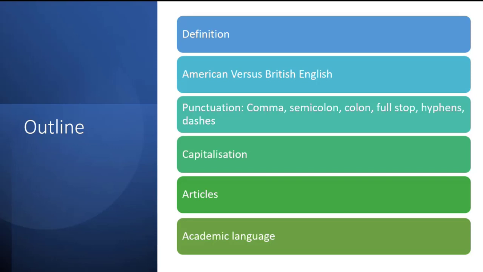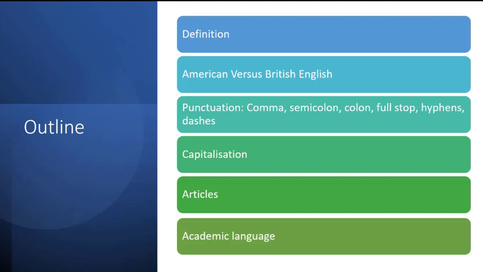Now, when we look at grammar and language, there are certain things that we're going to take into consideration. First, we're going to look at the main standards in English, which are American and British English, because most often you write and you stick to one of these two. Then we're going to look at punctuation in grammar. We're going to look at different kinds of punctuation like your comma, your semicolon, your colon, your full stop, hyphens, and dashes. Then we're going to look at capitalization. We'll look at the use of articles, and then we'll end off by looking at academic language.